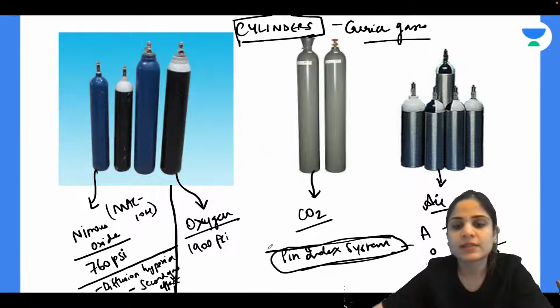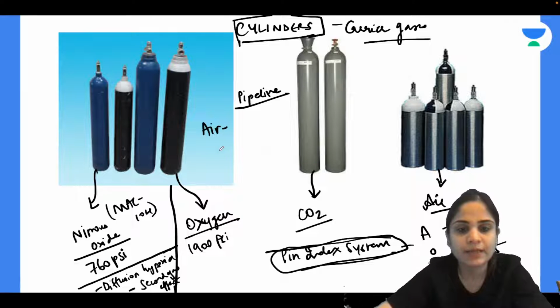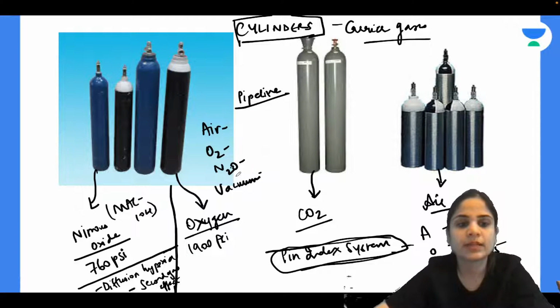And other than the pin index system, you should also know the color of the pipelines. Okay, so here we have seen the color of the cylinders. You should also know the color of the pipelines. So I'll just write it over here because I have no space. But in pipeline, you have to tell me what is the color of air pipeline, the color of oxygen pipeline, color of nitrous oxide pipeline and color of vacuum pipeline. First tell me this, then we'll go to the LMAs.